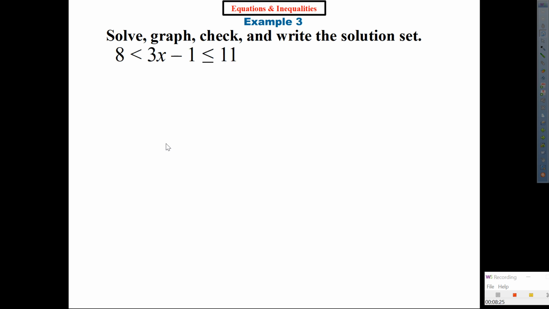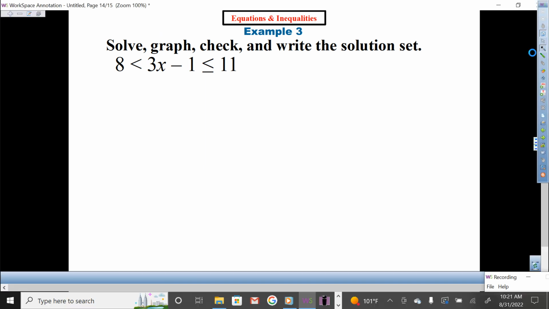Copy this one, example number 3. Example 3. And it reads, 8 less than 3x minus 1 less than or equal to 11. All right, so let's do this one together. And once again, I'm going to be using 2 different colors for the graphing and also 4 different colors for solving and such. So make sure you have that ready. Here we go. So line up the inequality symbols.